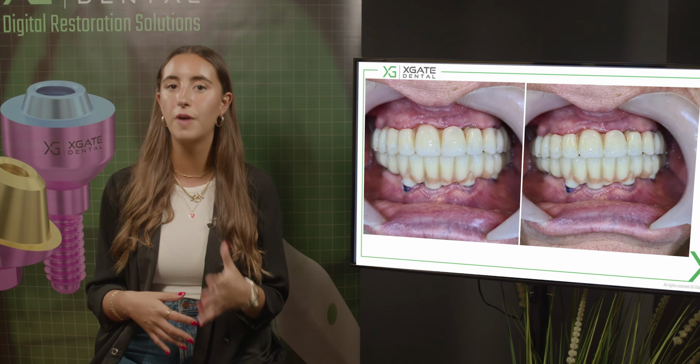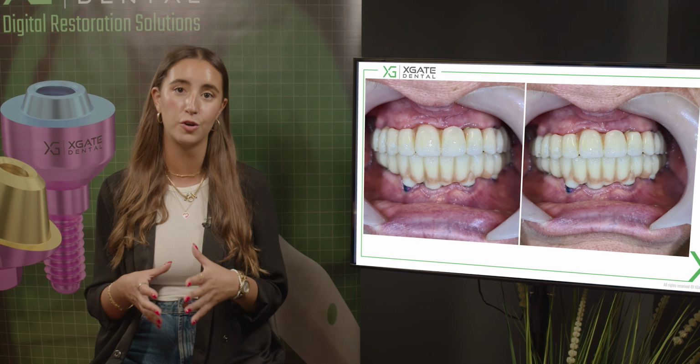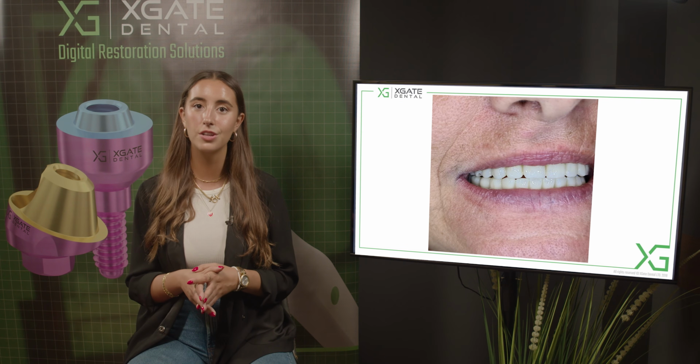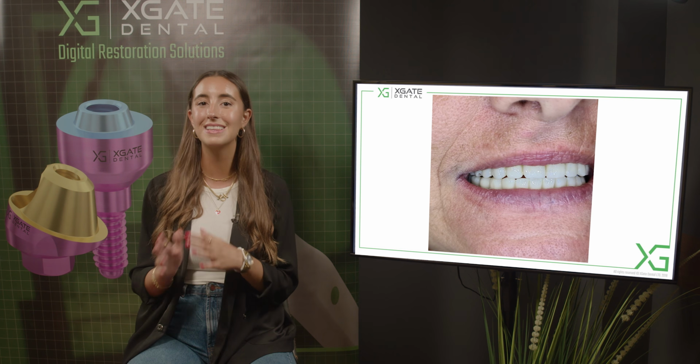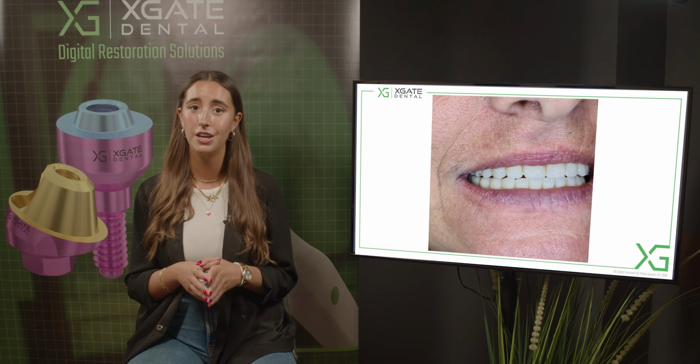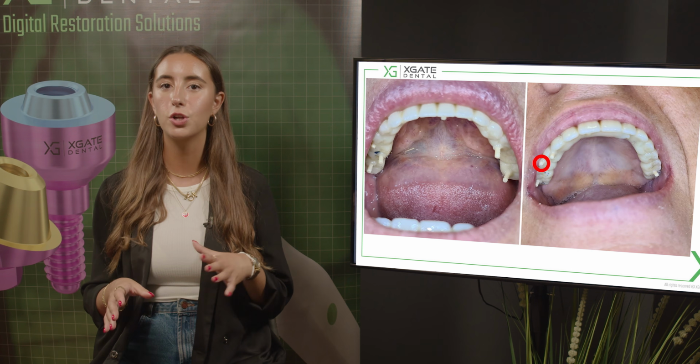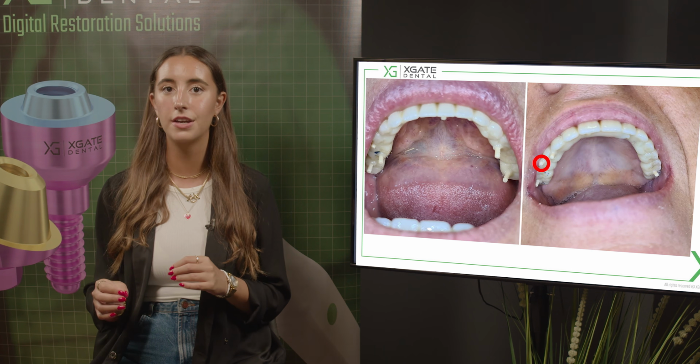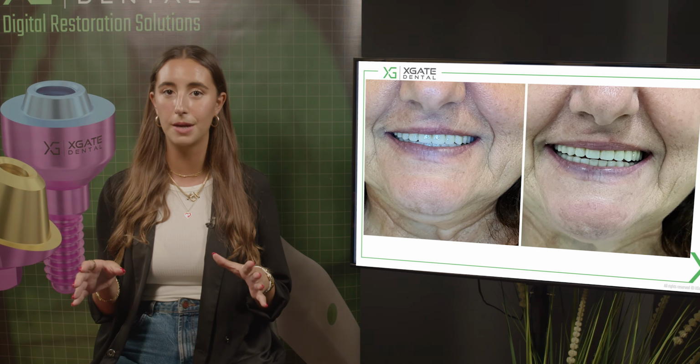You can see here the final bridges, the screw channels in the first molar. This screw channel later on will be closed and we'll apply a little bit of composite material to correct the color of the screw channel. You can see the plastic pins that we closed the zirconia bridge with, and her final smile with different types of lighting.